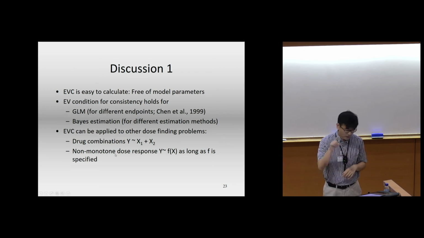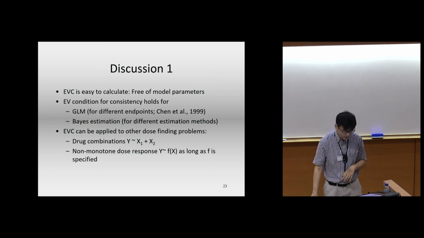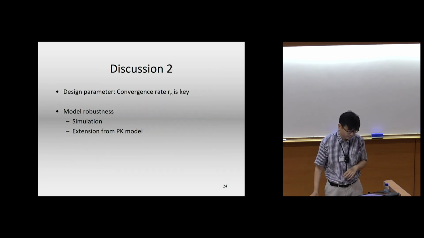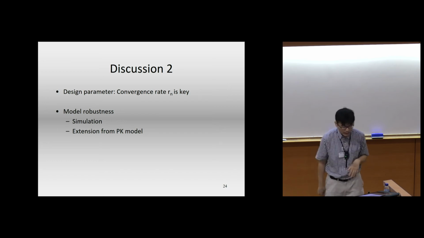If you have a non-monotone dose response, as long as you know the form of F, you can apply the eigenvalue constraint to make sure that you get consistent estimation. So the application is very broad. The tricky part is really to specify the eigenvalue ratio sequence R. In this application, we use simulations. We're fortunate enough to have data so that we can simulate data from the posterior distribution.